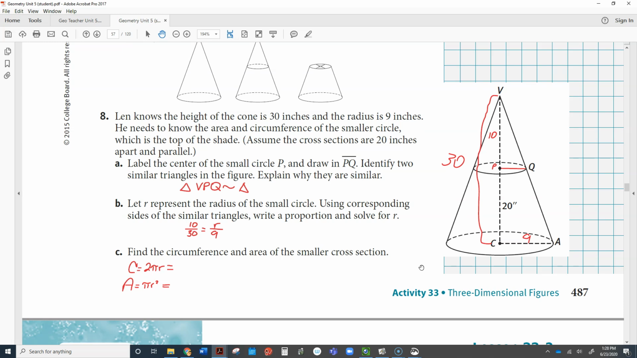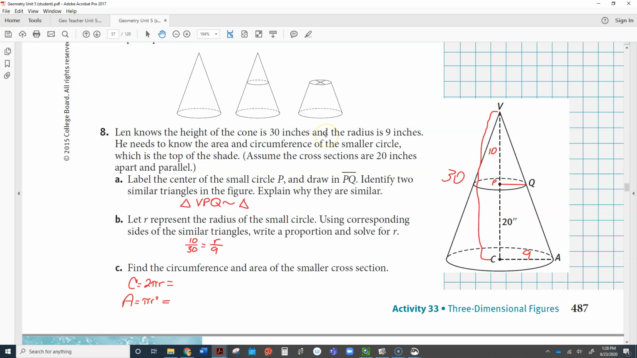We've got a problem to work over here. Lynn knows the height of a cone. And they said that we can work with 2 similar triangles. So I've got the first one named triangle VPQ, and then the next one is going to be triangle VCA. And they want us to explain why we know these are similar.